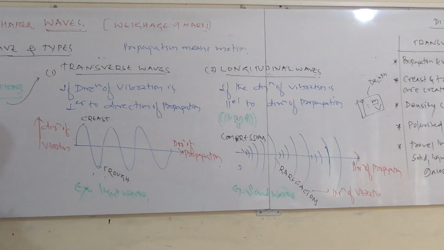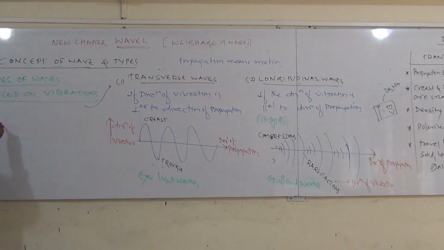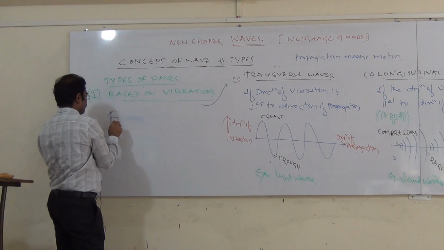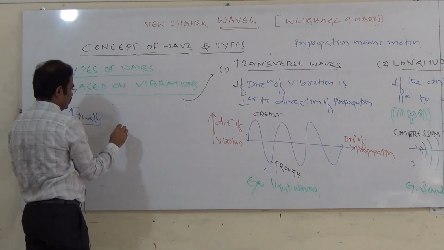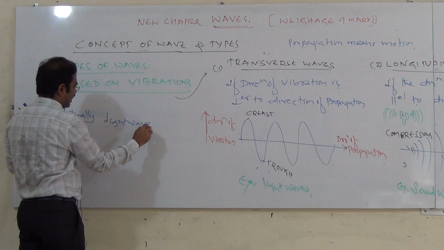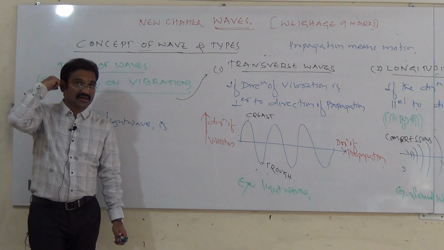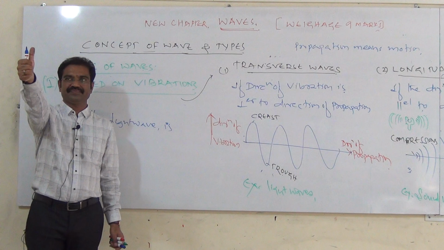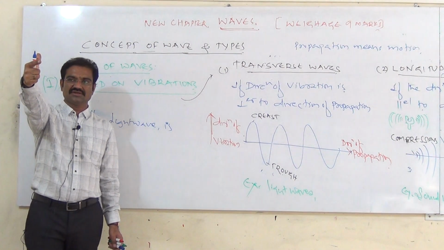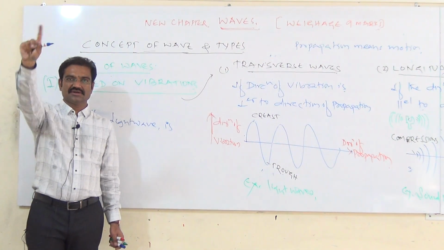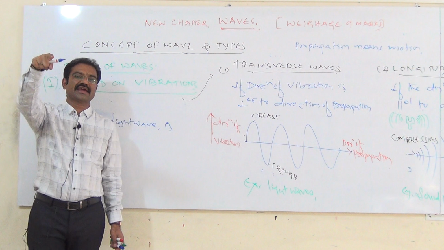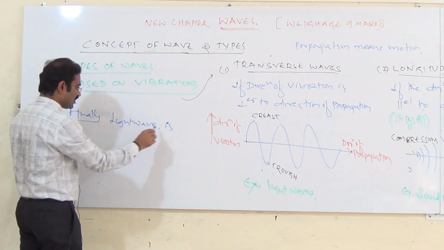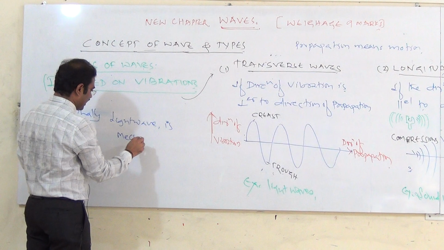If there is an example, what type of wave? If you ask me about a light wave, finally I write it. What is a light wave? Okay, you have to write all three. First one is based on the requirement of the medium. Second one is based on the direction. Third one is based on the vibration. Based on the requirement of medium, mechanical and non-mechanical. Does light require the medium or not? It requires the medium, therefore light wave is mechanical, correct.